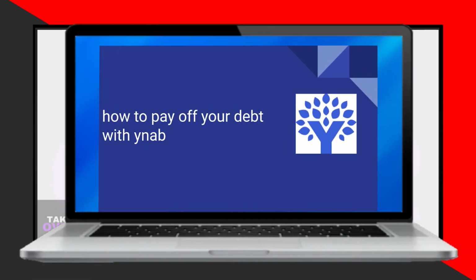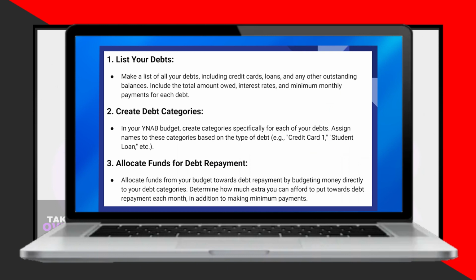Paying off your debt with YNAB is straightforward. Start by making a list of all your debts, including credit cards, loans, and other outstanding balances. Include the total amount owed, interest rates, and minimum monthly payments for each debt.